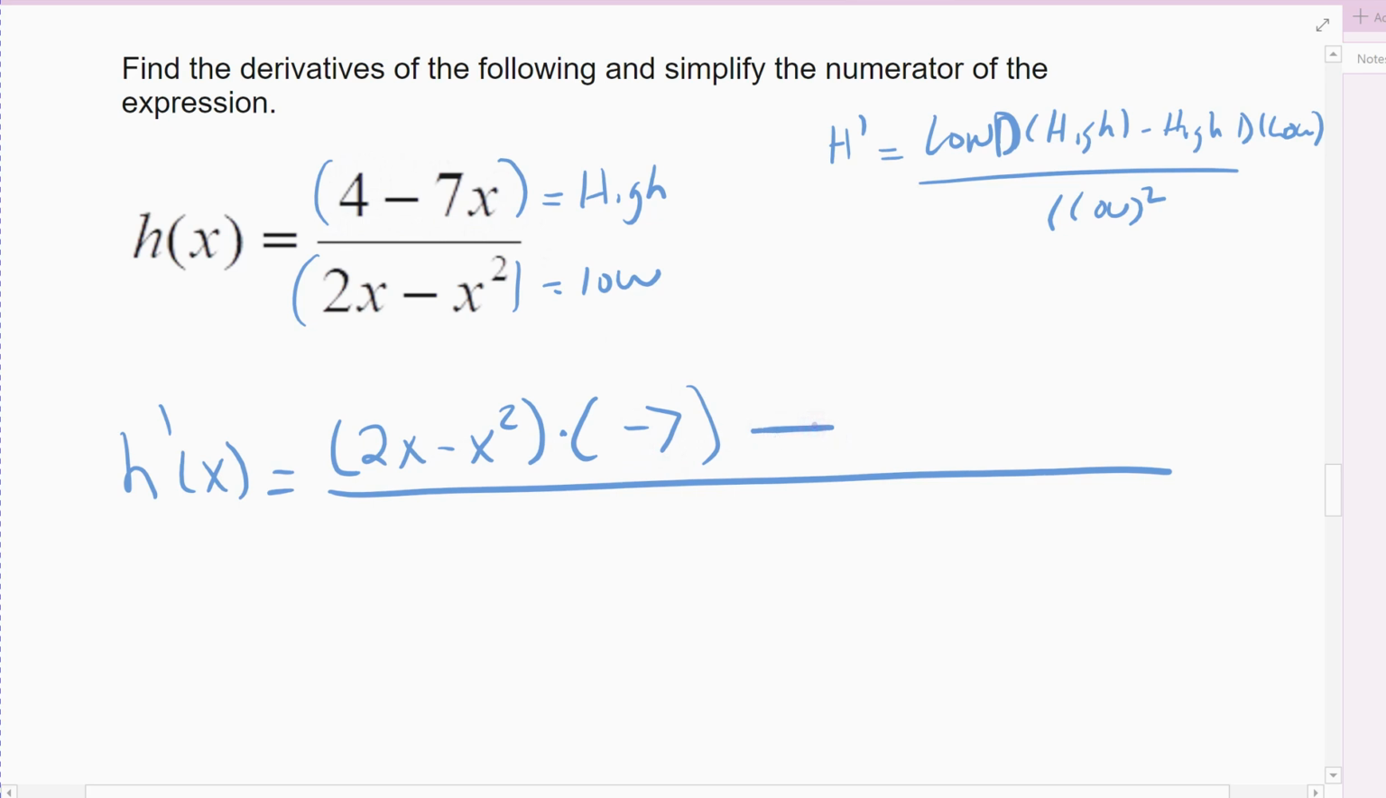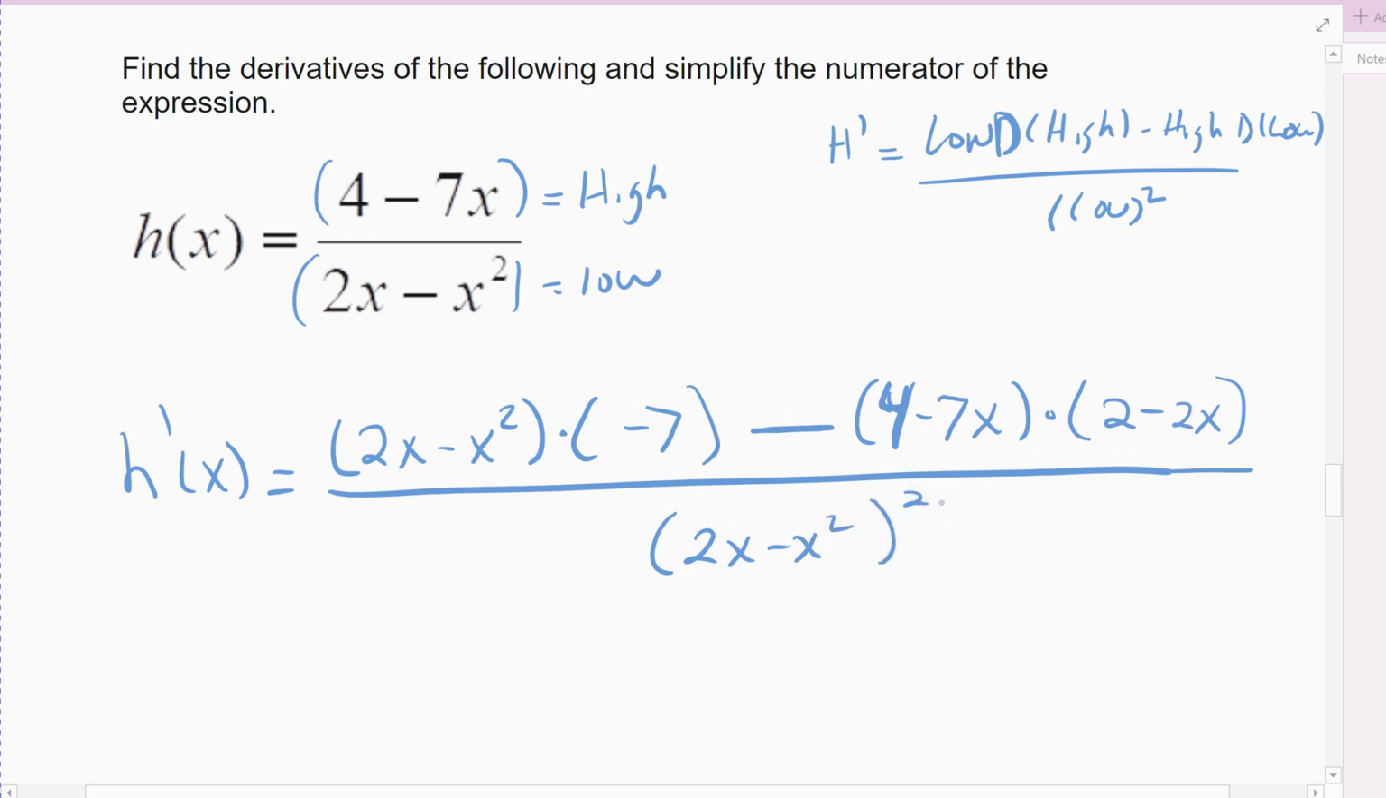You can't forget the minus. High, the high function without changing it. D low. So now I'm going to take the derivative of the low function. The derivative of 2x is 2, minus the derivative of x squared, which gives me 2x. So there's the low, derivative of the high, minus the high, derivative of the low, all over the low function squared. The whole thing, so in parentheses. Where I have parentheses, you need parentheses.